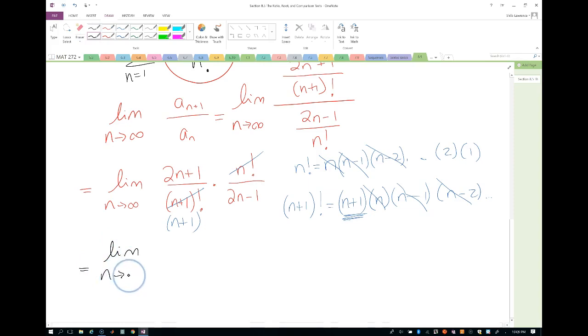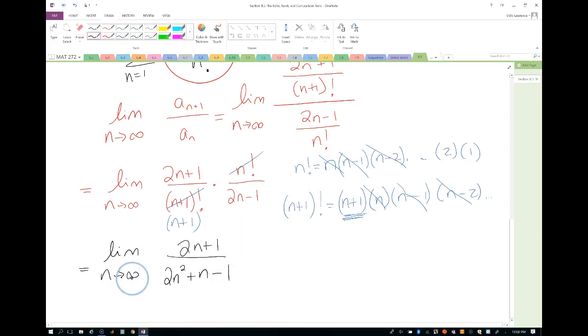So now I'm going to multiply my fractions. The only thing left in the numerator is 2n plus 1. In the bottom, I have n plus 1 times 2n minus 1, which is 2n squared plus 2n minus n will result in just a plus n, and then minus 1.